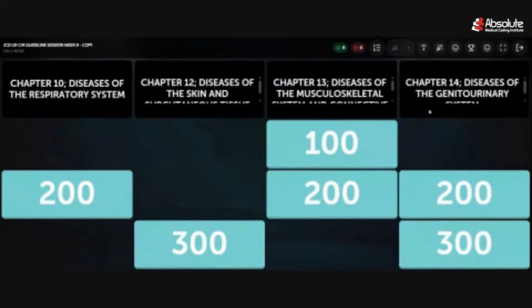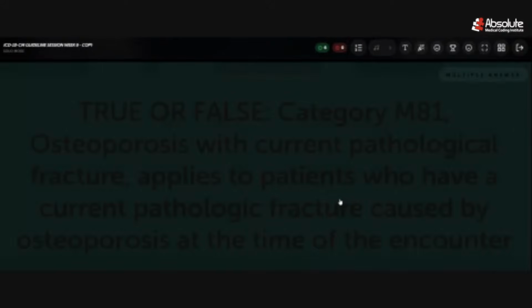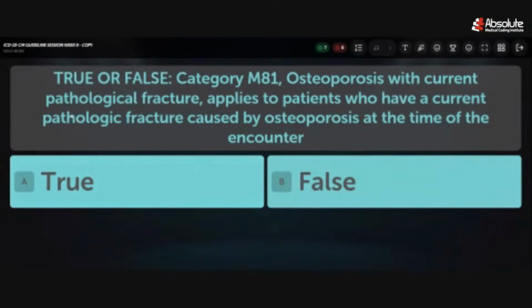Moving right along to chapter 13, let's do a 200. True or false? Category M81, which is osteoporosis with current pathological fracture, applies to patients who have a current pathological fracture caused by osteoporosis at the time of encounter. So is this the correct category? True or false?